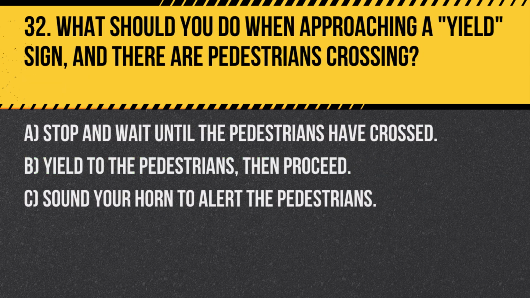Question 32. What should you do when approaching a yield sign and there are pedestrians crossing? A. Stop and wait until the pedestrians have crossed. B. Yield to the pedestrians, then proceed. C. Sound your horn to alert the pedestrians.